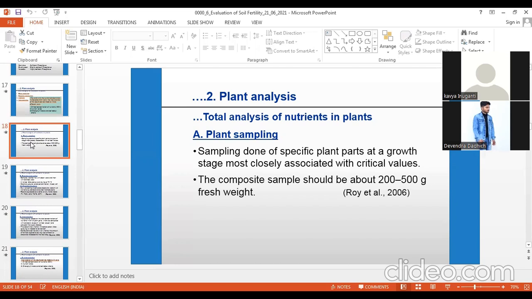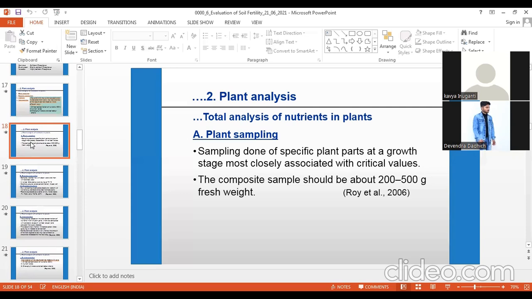Sometimes certain portions of the plant are more sensitive to deficiency. For example, if it is a mobile nutrient, then deficiency symptoms come on lower leaves. So in case of a mobile nutrient, it is better to take leaves from the lower part of the plant, or older leaves can be taken. Similarly, for a non-mobile nutrient, people should prefer the top leaves or younger leaves. So that is how they decide.